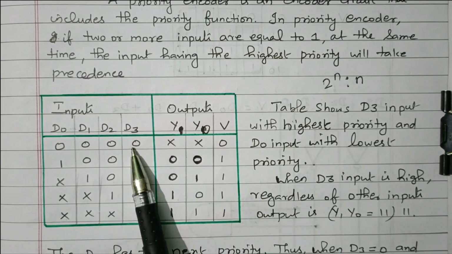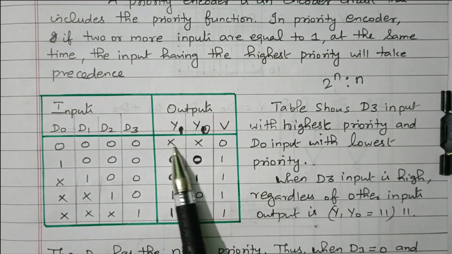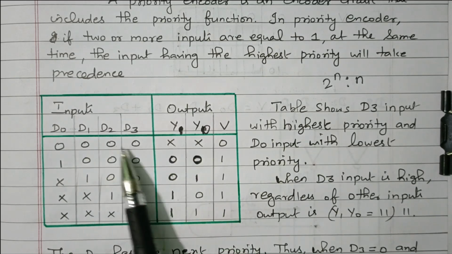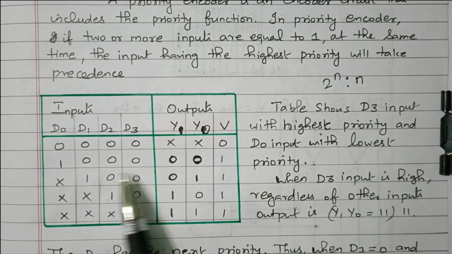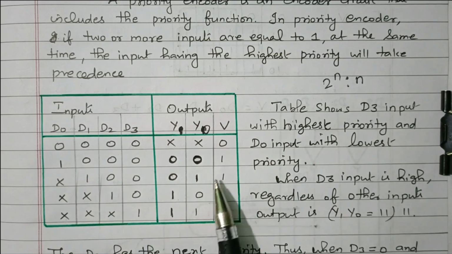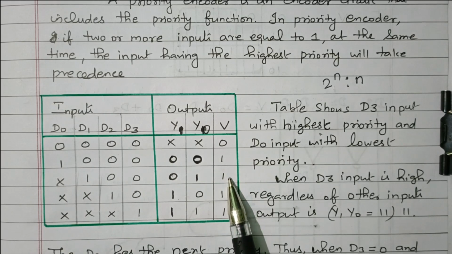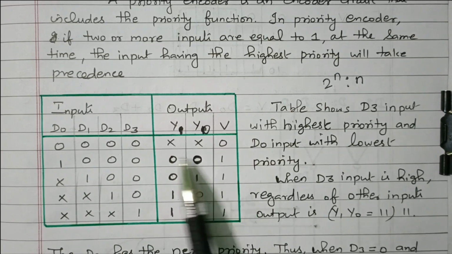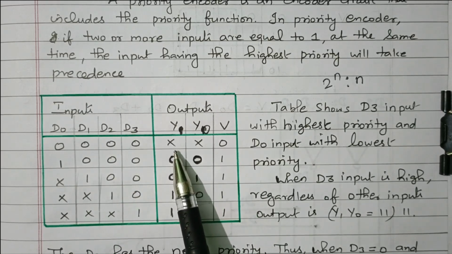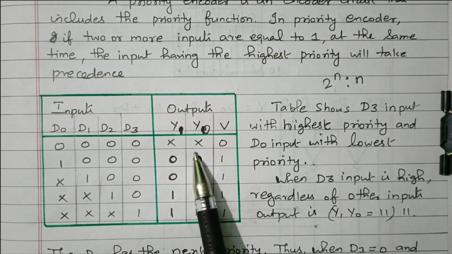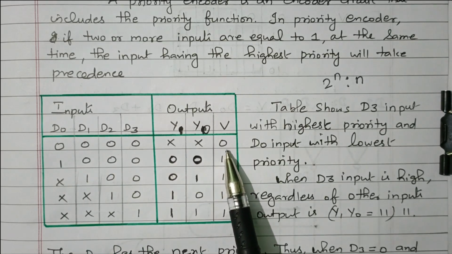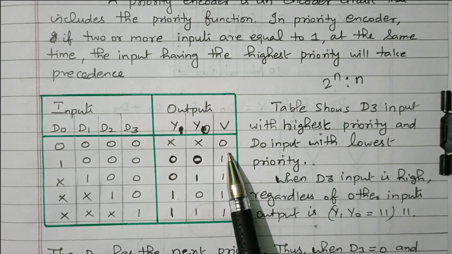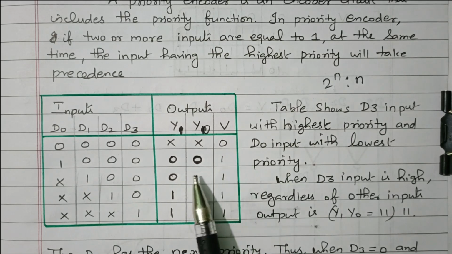If all are 0, the circuit will not produce any output because there is no priority, so this V is also 0. If at least one is there, then only this verification term will be high. Otherwise, if all are 0, the output of the circuit is nothing. It will not produce any output. So to verify if all are 0 or at least any one is available, we are using the term V. Now we'll see the truth table.